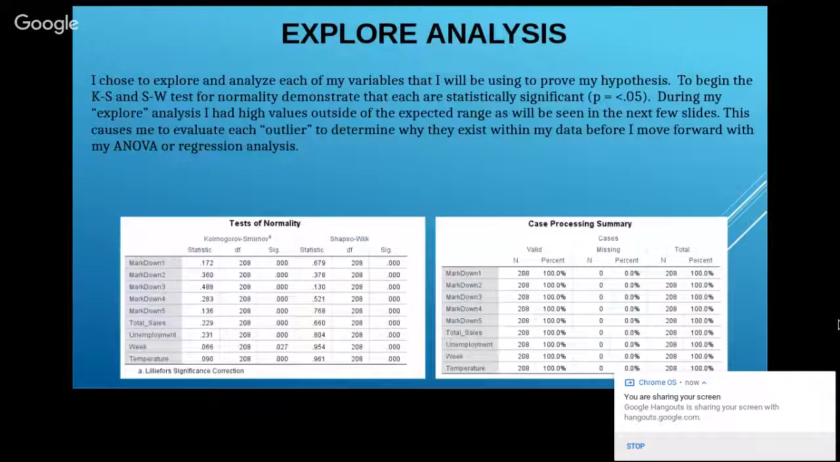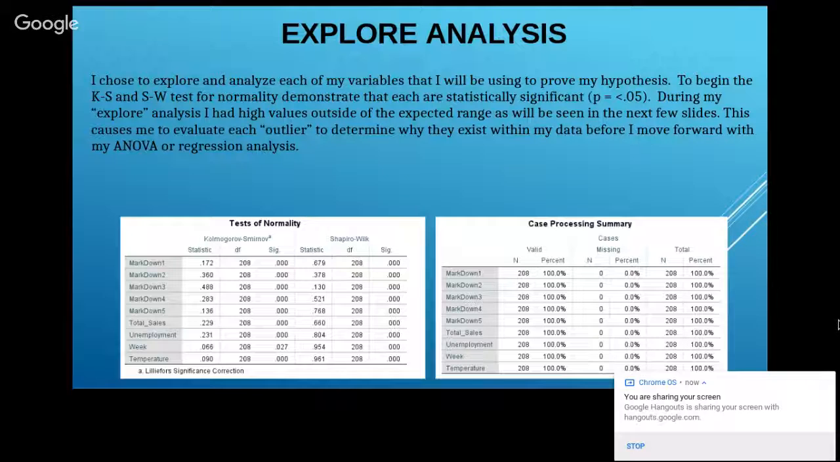So next, I performed an explore analysis. I chose to explore and analyze each of the variables that I will be using to prove my hypothesis. To begin, the KS and SW tests for normality demonstrate that each are statistically significant. As you see here, they're all under P equals 0.05.